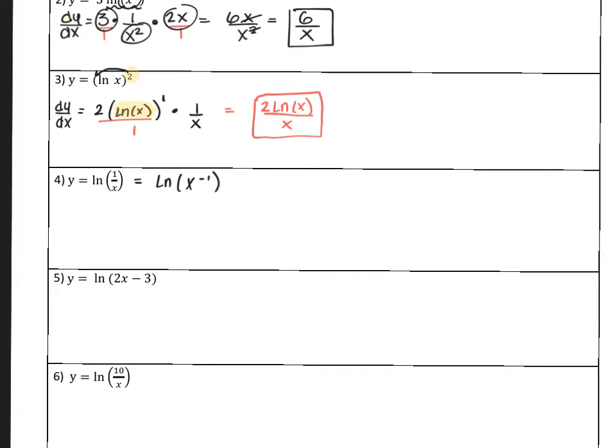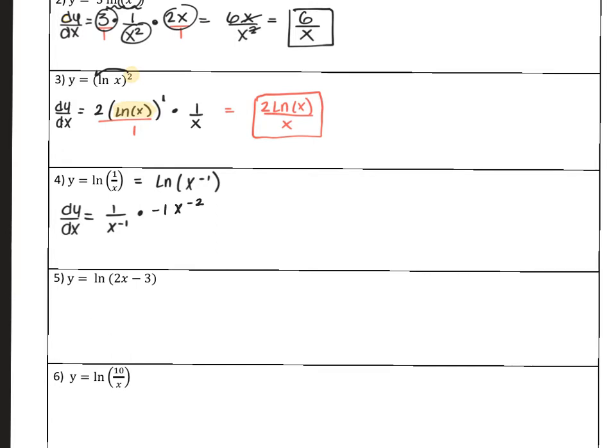So if I want to find the derivative, we say dy dx is 1 over the inside, right? That's the derivative of an ln, 1 over the inside, times the derivative of the inside. So if I want to take the derivative of the inside, I'm going to use the power rule. So take the negative 1, bring it in front, keep the base, and subtract the power by 1.